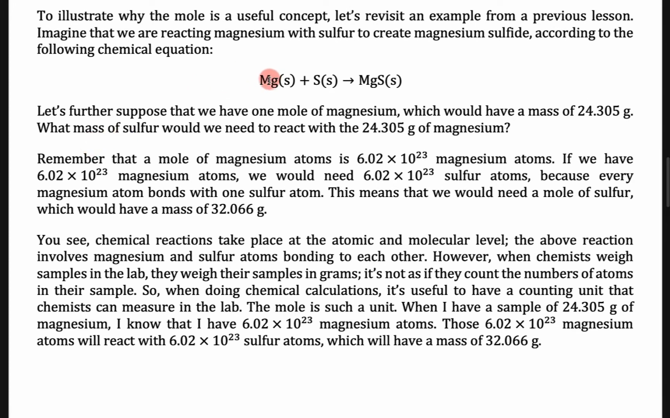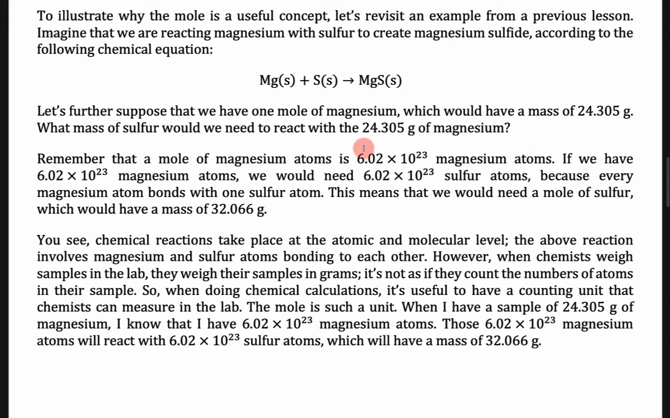So if I had 1 mole of magnesium, 24.305 grams of magnesium, what mass of sulfur would we need to react with the 24.305 grams of magnesium? Well, let's just remind ourselves of what a mole is. If we have a mole of magnesium atoms, that means that we have 6.02 times 10 to the 23 magnesium atoms.